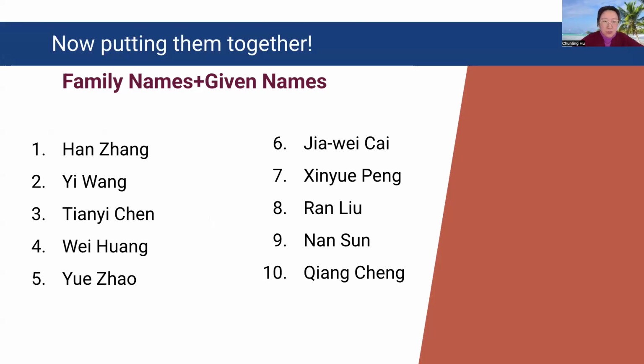Okay, so let's put them together. I'd like to remind you again, in the order of Chinese names, the family name comes first and then the given name. I can read it and Reina can repeat it for you. The first one, Han Zhang. Second, Yi Wang. So these writings are in English order, but let's say the first one, Han Zhang. In Chinese, it is Zhang Han. But when we read students' names here, we see they come with the given name first and the family name second.